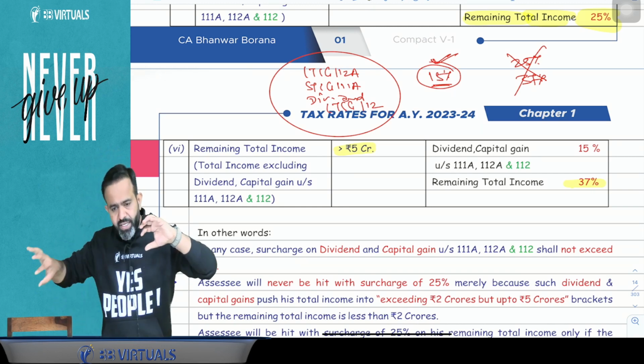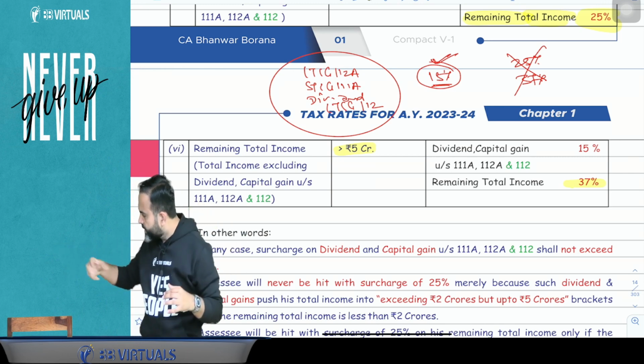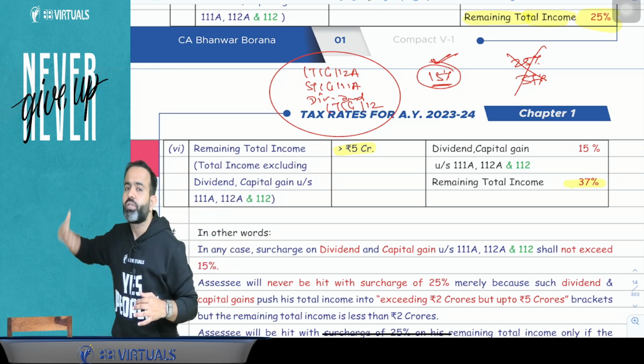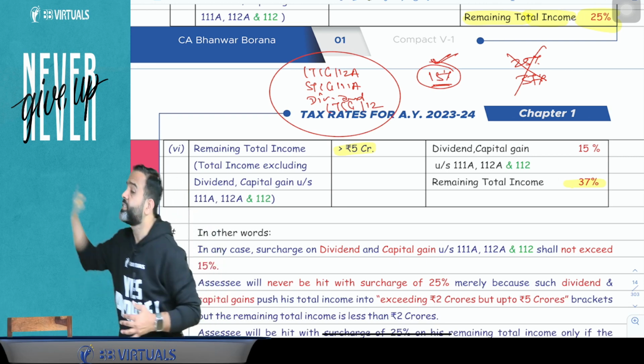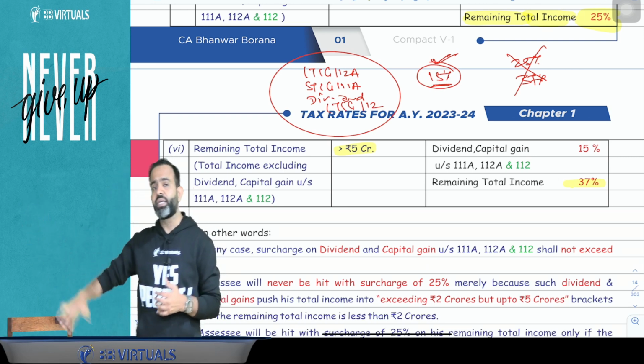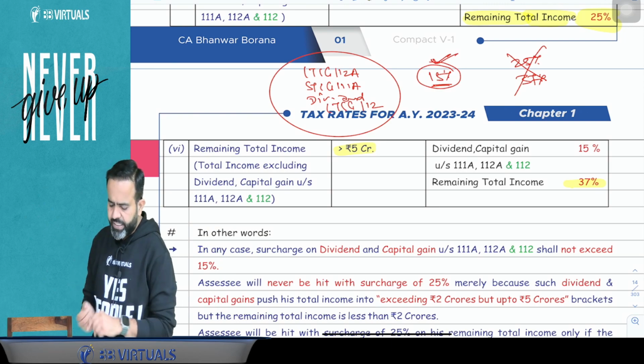But remaining income, other than this income, if the remaining income itself is more than 2 crore, then on tax on that remaining income, surcharge will be applicable at the rate of 25%, or if the remaining income itself is more than 5 crore, then on tax on that remaining income, surcharge will be applicable at the rate of 37%.